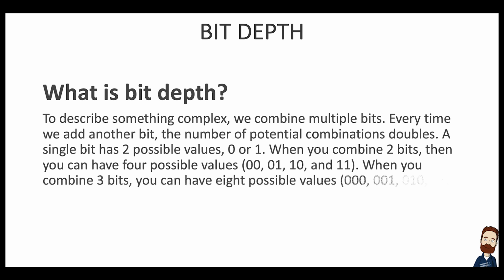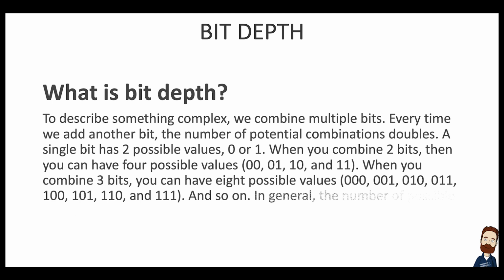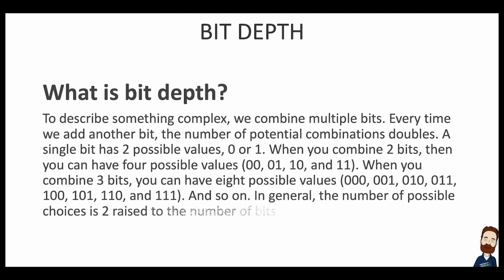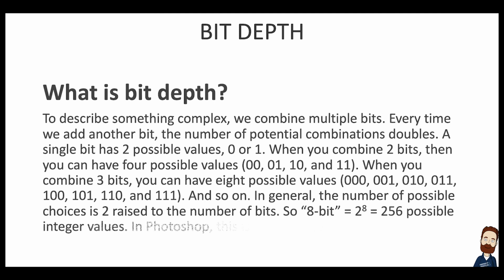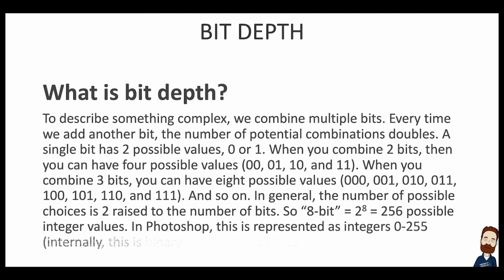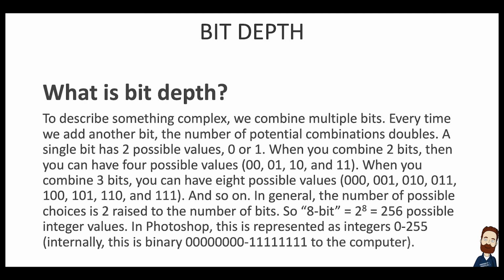When you combine 3 bits, you can have 8 possible values: 000, 001, 010, 011. You kind of get the idea. Now, in general, the number of possible choices is 2 raised to the number of bits. So an 8-bit image is 2 to the 8th power, which, remembering your math, is 2 times 2 times 2, and do that 8 times, you're going to get 256 possible integer values.